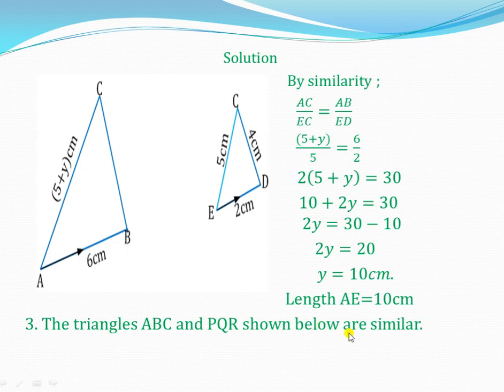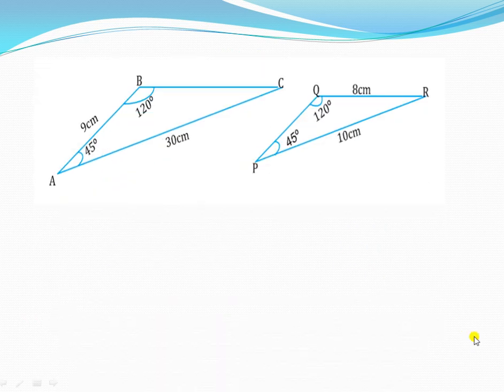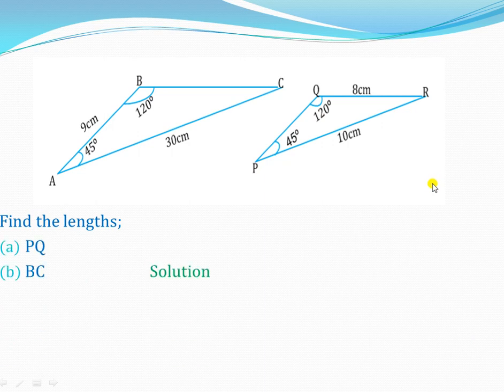The question says the triangles ABC and PQR shown below are similar. So let's look at the triangles. They have given us these triangles ABC and PQR, and they have told us they are already similar. What is the question saying? Find the lengths. Part A, PQ. Part B, BC. Now let's look at how to look for PQ as part of our question.